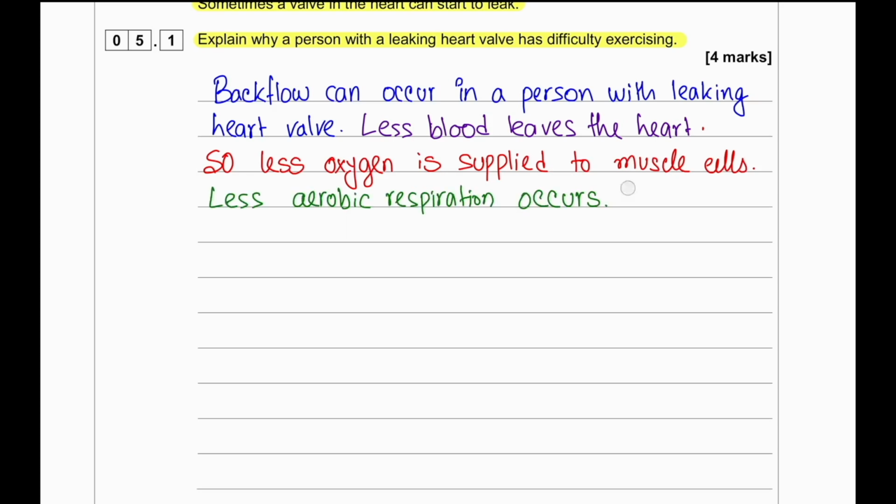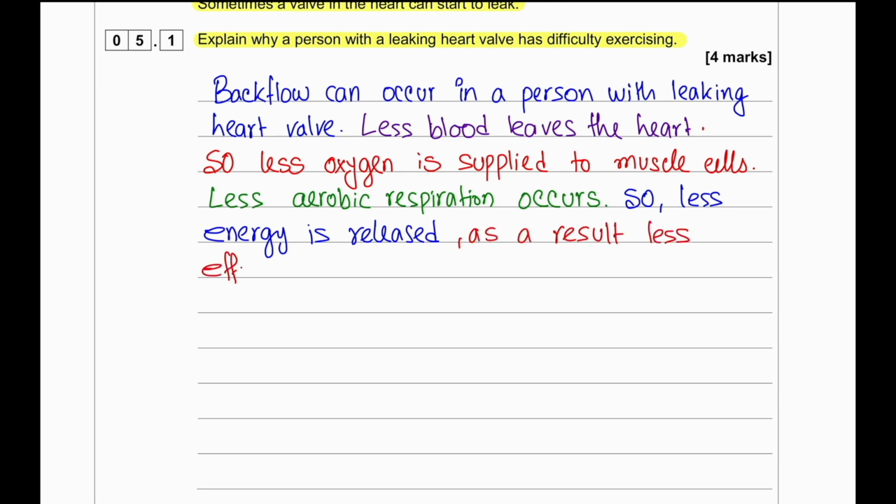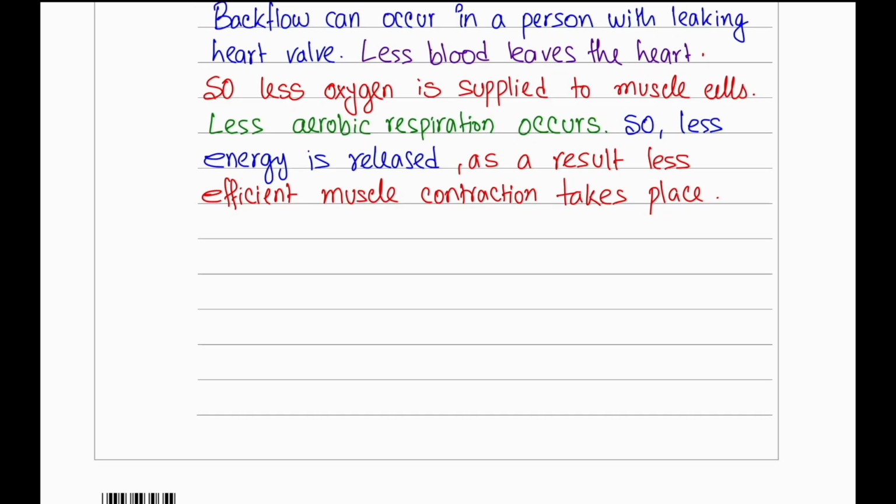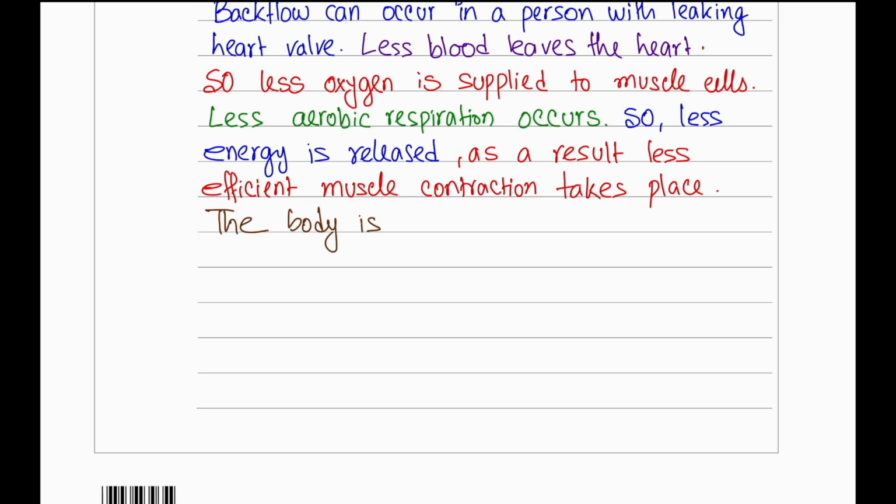Due to the lack of oxygen, the person exercising will then do anaerobic respiration, and since anaerobic respiration is less efficient and the body is also less efficient at removing the buildup of lactic acid and carbon dioxide, the lactic acid will then build up and cause muscle fatigue. And the person will be tired and will not be able to exercise.